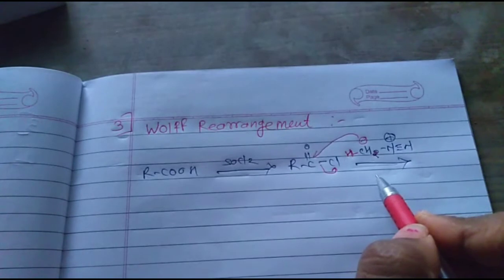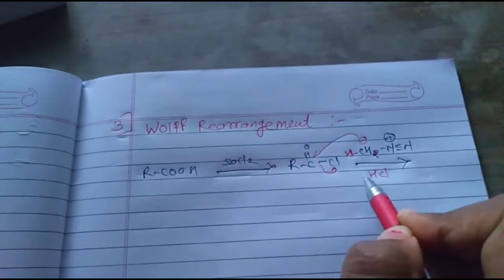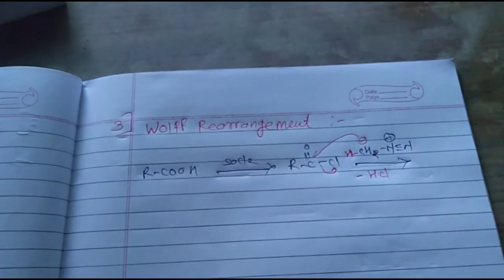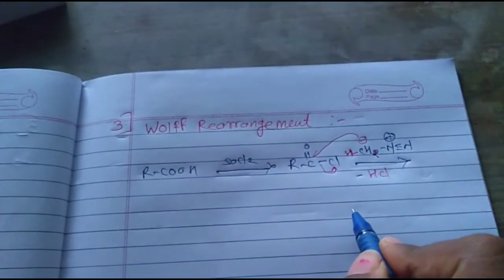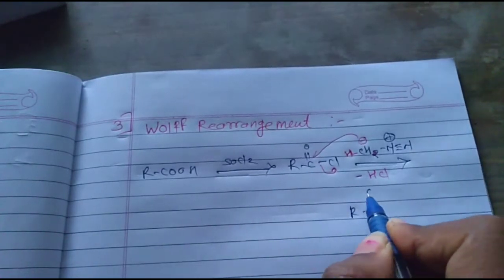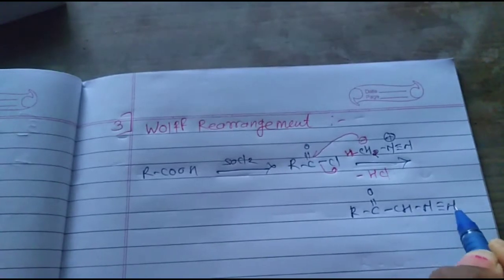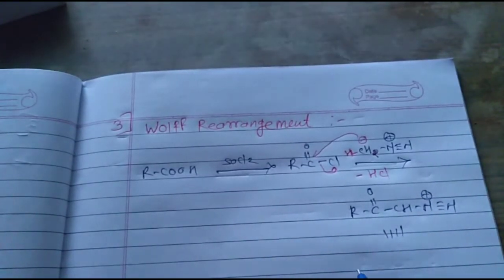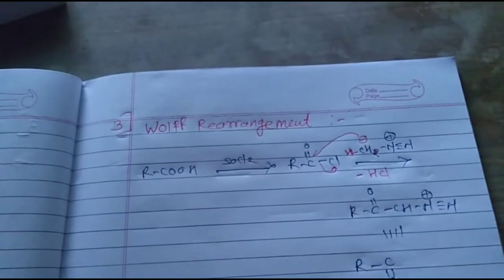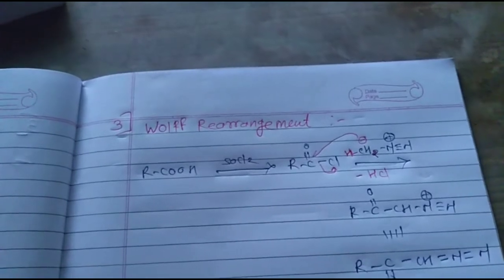Here this Cl and this hydrogen combine together, forming HCl. This HCl gets removed. After removal of this HCl, there is a formation of the RCO, CH, triple bond N compound. Okay, we can write this compound in this manner: RCO, CH double bond N double bond N.